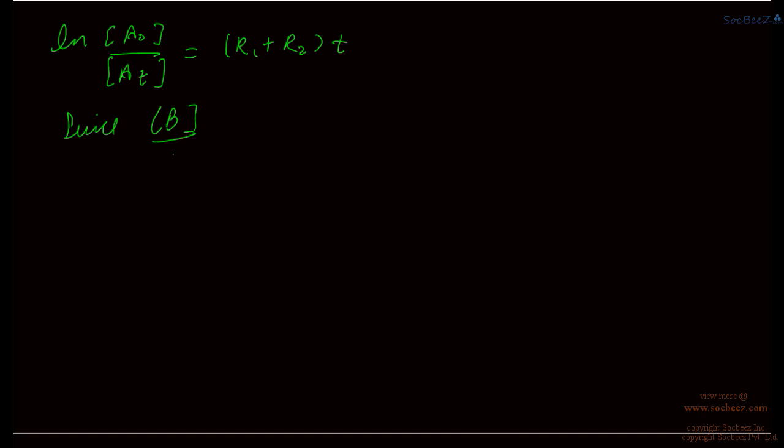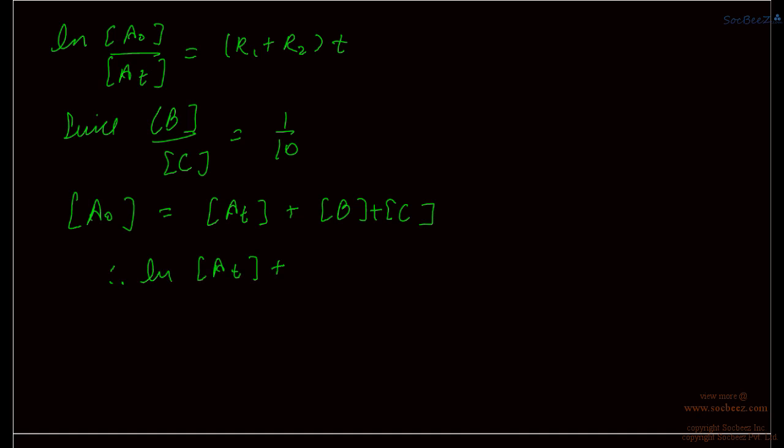Now, since concentration of B upon concentration of C equals 1 upon 10, it is given in the question. Now, since at any particular instant the total concentration will remain the same, therefore A naught will be equal to concentration of A at time t plus B plus concentration of C. Now, therefore, ln of A at time t plus B plus C upon A at t equals K1 plus K2 into t.